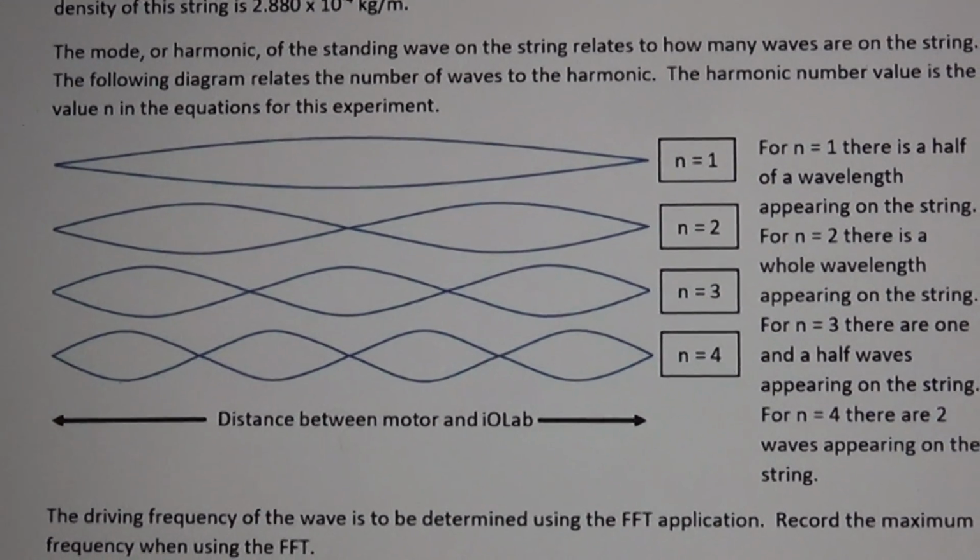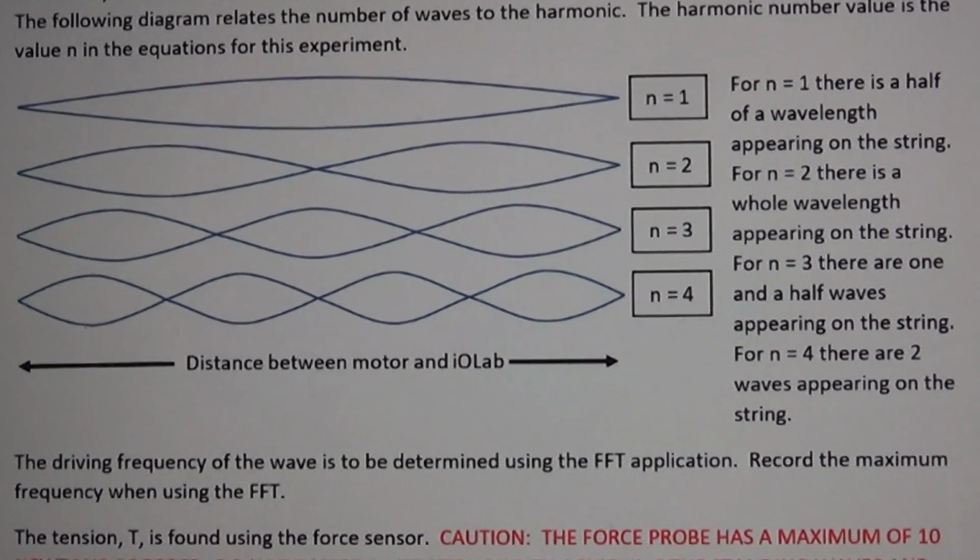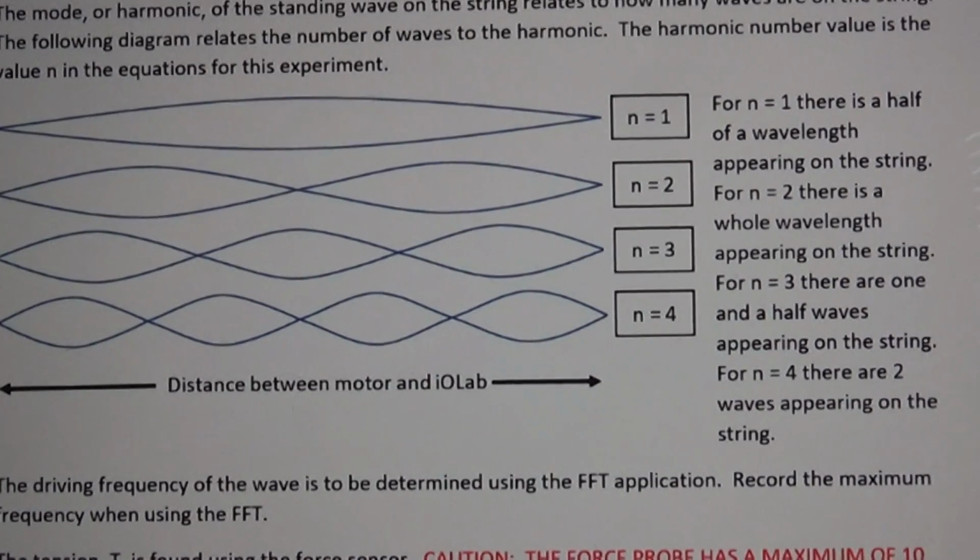Okay, so Matthew, do you see on the screen where I've got n equals 2 having 2 antinodes and n equals 3 has 3 antinodes? You see that?